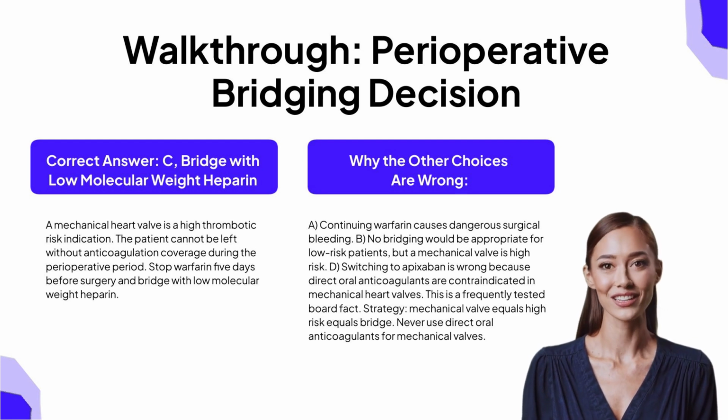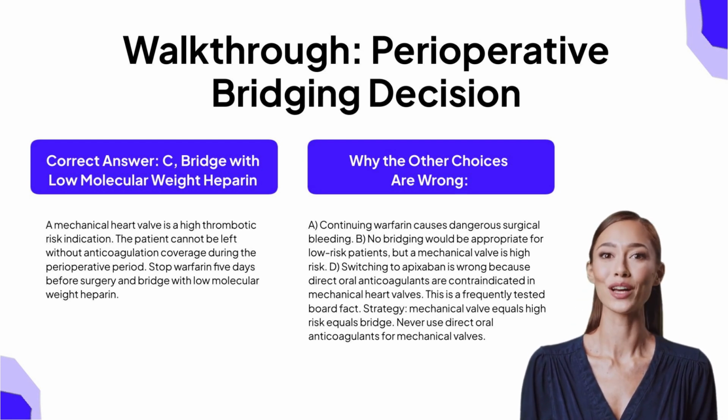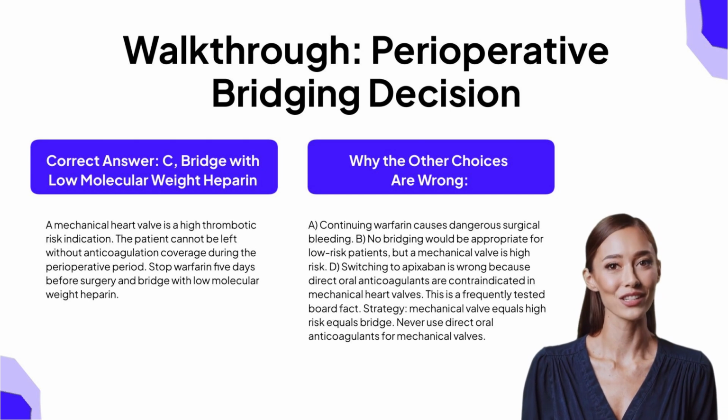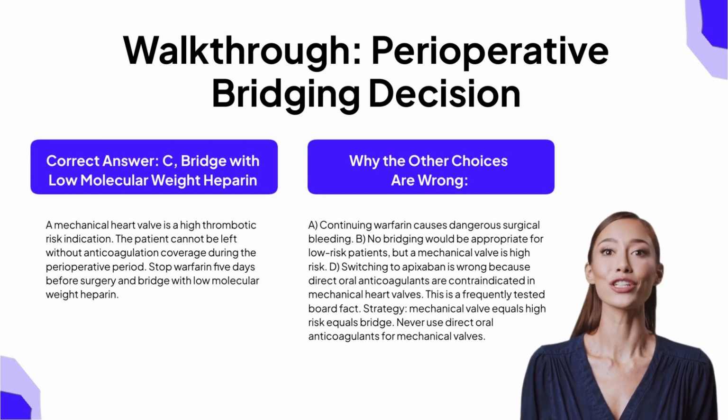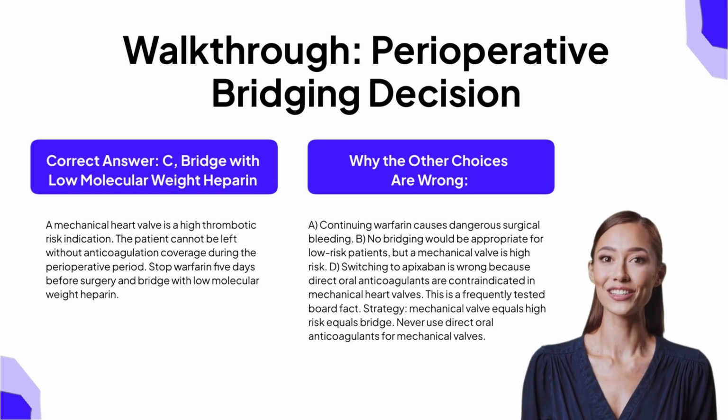The test-taking strategy: whenever you see a mechanical valve, think high risk, think bridging is needed, and remember that direct oral anticoagulants are never the answer for mechanical valves. Your cardiology and perioperative medicine sections have the complete risk stratification tables.